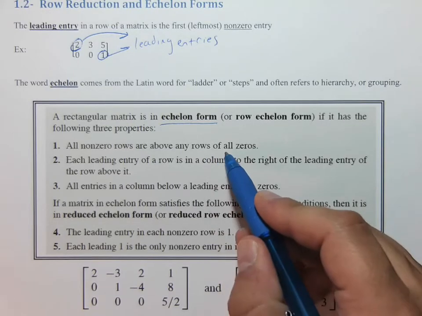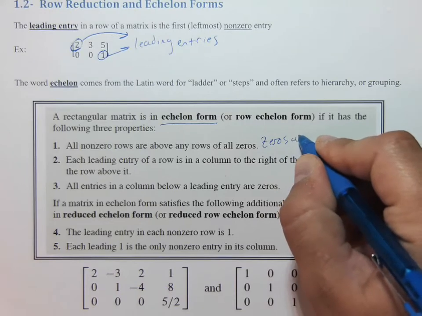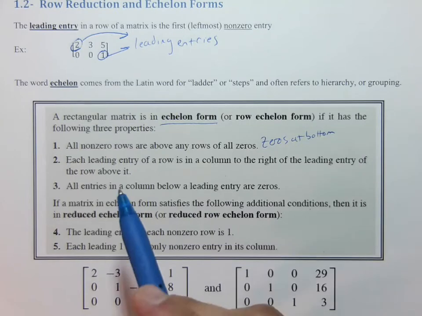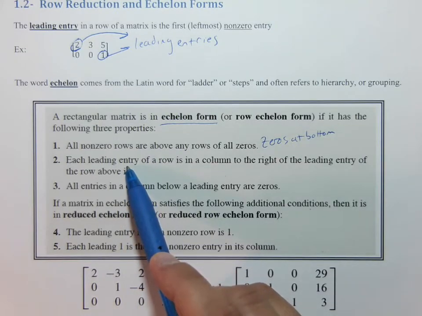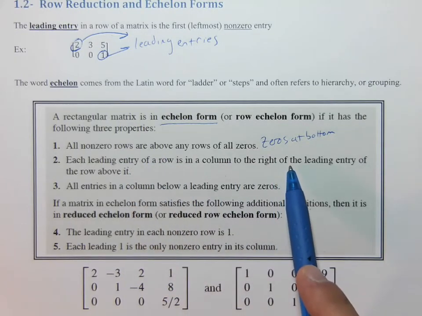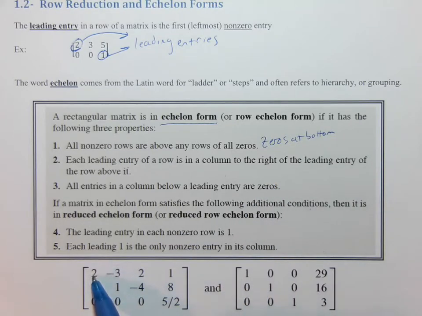So number one, all the non-zero rows are above the zero rows. The way I just think about that is all the zeros are at the bottom. So if there's a row of zeros, you put it down at the bottom. Number two, each leading entry of a row is in a column to the right of the one above it. So if we want a leading entry, we go down and to the right. So like this is leading entry, down and to the right, leading entry, down and to the right, leading entry, right? So this satisfies number two. And moreover, in every column below a leading entry, it's zero.